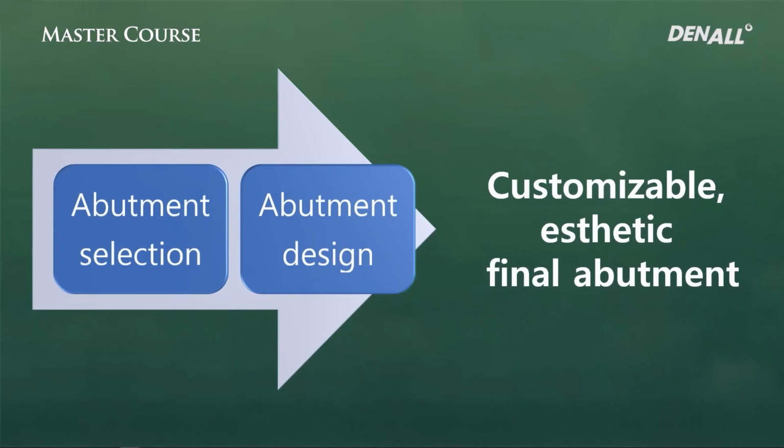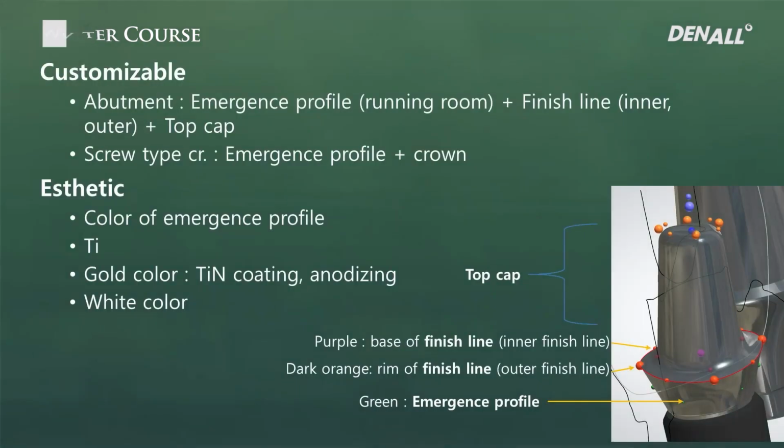So what I'm going to talk to you about in this lecture is the customizable and aesthetic final abutment. First, abutment materials and parts need to be selected, and then you will design the abutment. Now, customizable and aesthetic, I said, are 2 keywords, and when you say customizable in abutment, it means the emergence profile area, running room area, and finish line. And for the finish line, you have inner and outer finish lines, and also the top cap.